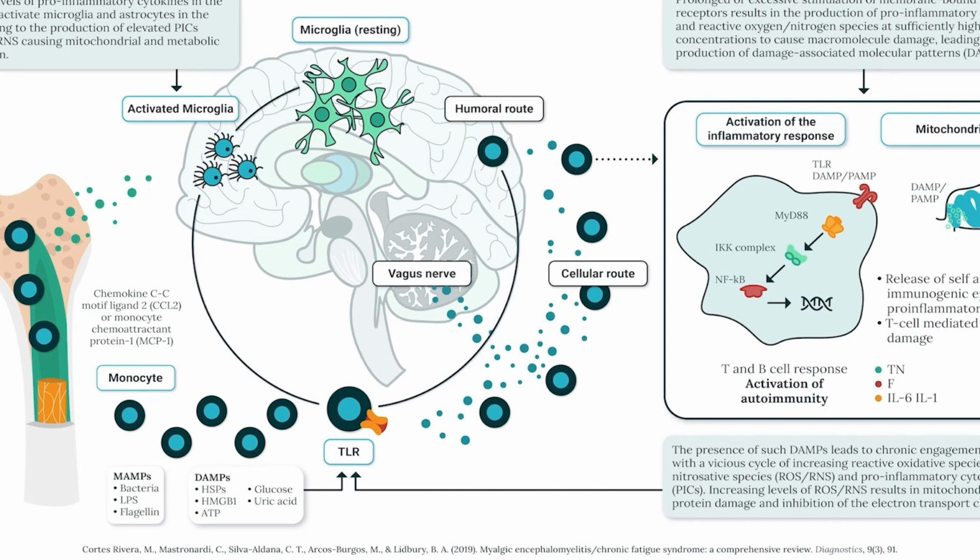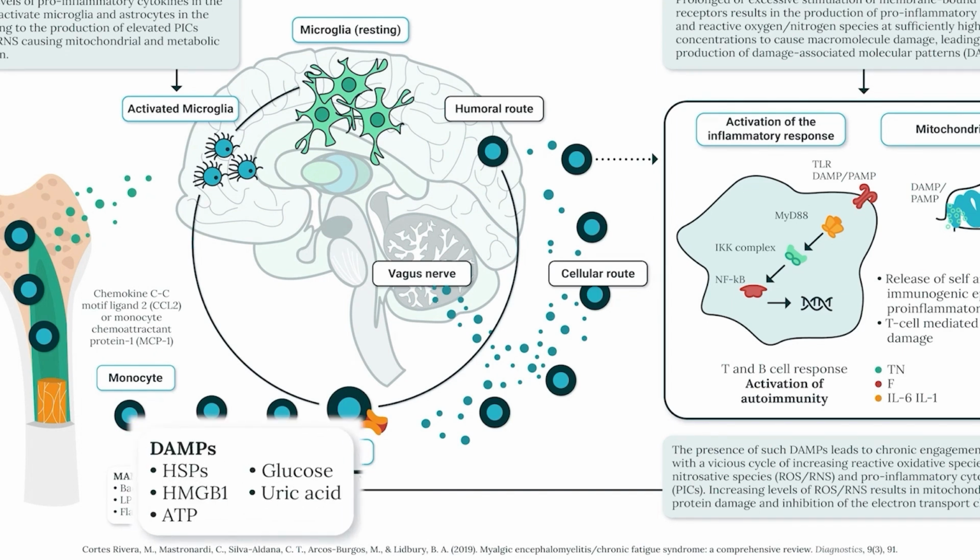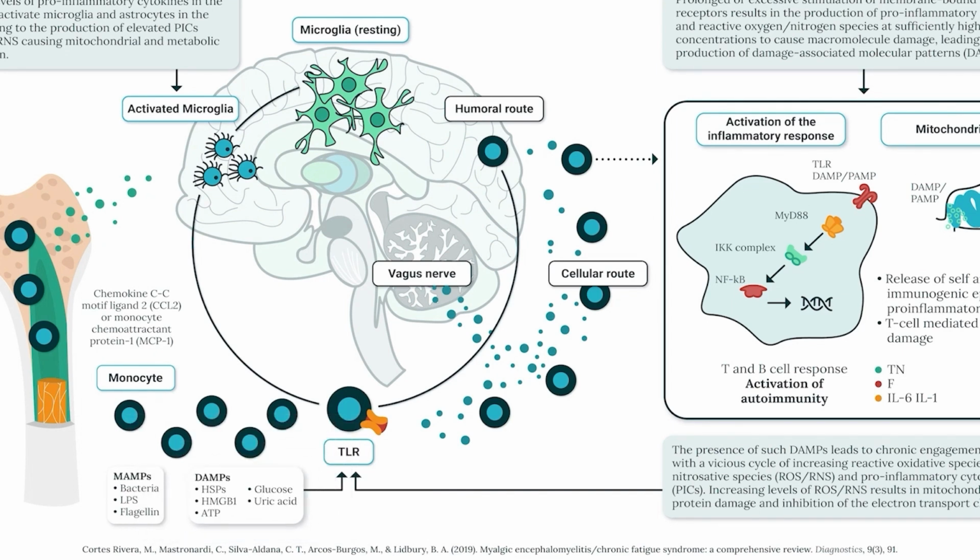There are key antigens known as DAMPs, which is damage-associated molecular patterns, and MAMPs, which are microbial-associated molecular patterns. Now, what these antigens do is they bind to the toll-like receptors. These are key receptors on immune cells. When they bind to these receptors, as we can see in this particular inset, they will activate a cascade.